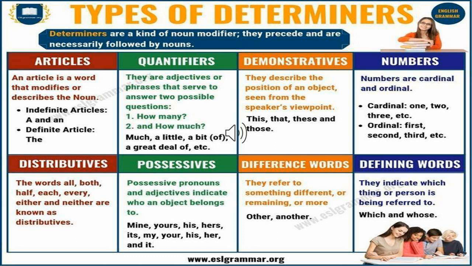Next come defining words, or you can say interrogatives. This is a type of determiner. Which, what, whose are the words that determine a group or a specific thing. Here you can see they indicate which thing or person is being referred to. So this is all about types of determiners.